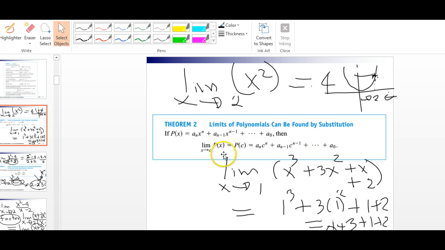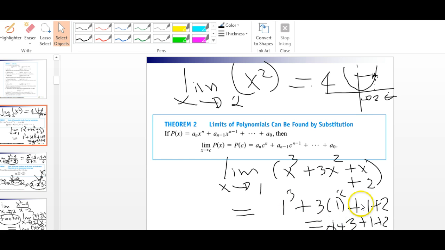Now let's go down to another example. Suppose you want to find the limit of this polynomial, x cubed plus 3x squared plus x plus 2. Once again, it's a polynomial, so we are not worried. Just plug in the value of x. The limit value is 1, so 1 cubed plus 3 times 1 squared plus 1 plus 2. 1 squared is 1, so 1 plus 3 plus 1 plus 2. So 4 plus 1 plus 2 is 7. So the answer is 7.